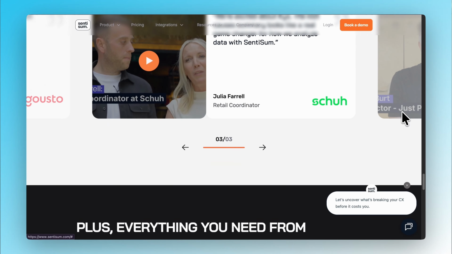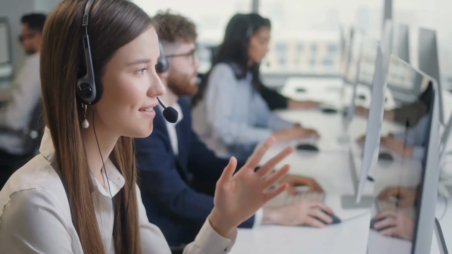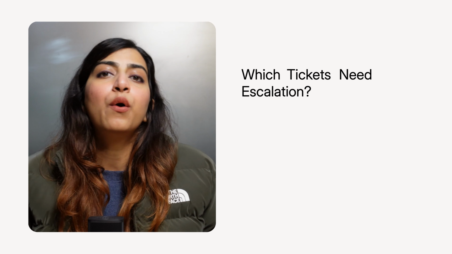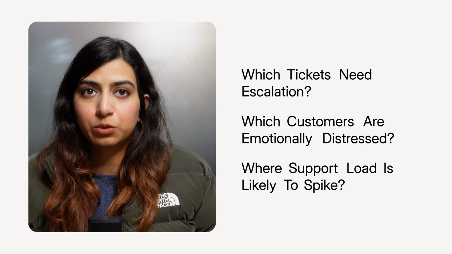Where SentiSum really stands out is how sentiment is combined with urgency and intent. Negative sentiment isn't treated as just bad, it's analyzed in context, whether the customer is frustrated, angry, confused, or at risk. This helps teams quickly identify which tickets need escalation, which customers are emotionally distressed, and where support load is likely to spike.